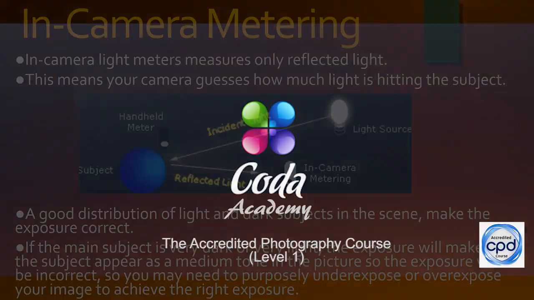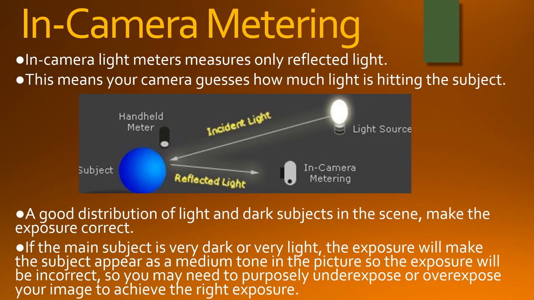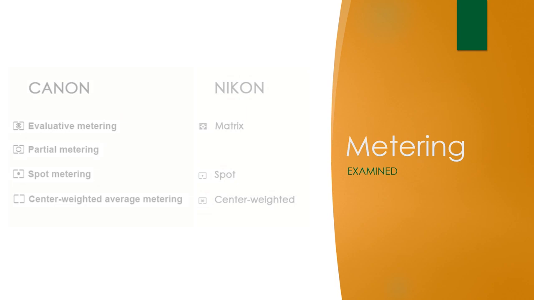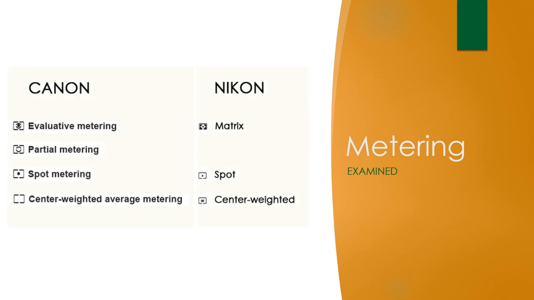So now we've said your camera guesses how much light is in your in-camera light meter. Now, the thing about your in-camera light meter is you can actually change how exactly it reads the light presence. It's still going to read the reflected light, but then there's 4 metering modes which tell us exactly which area of light it should process in your picture.